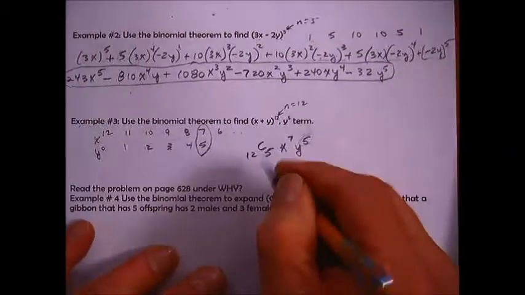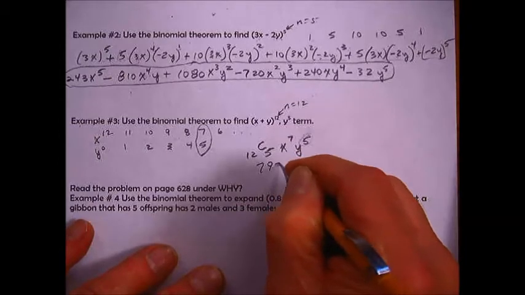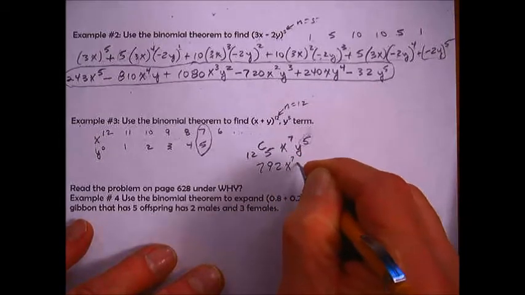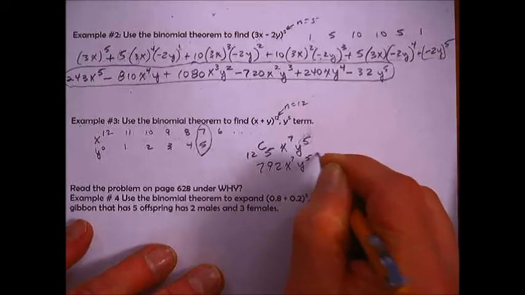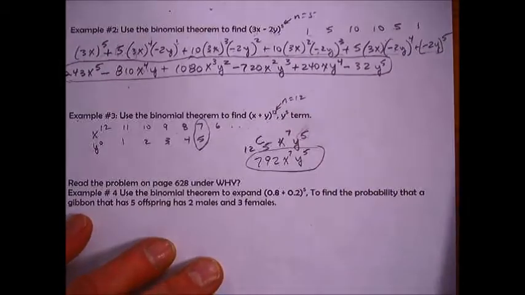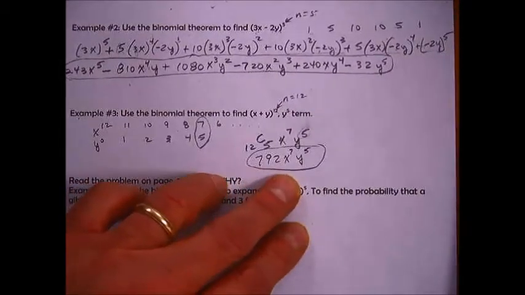So this is going to be 792 x to the 7th y to the 5th, and that's the answer to this question. They want to know what term has y to the 5th in it, and that's it.